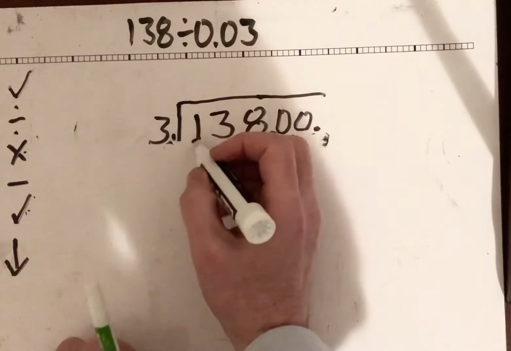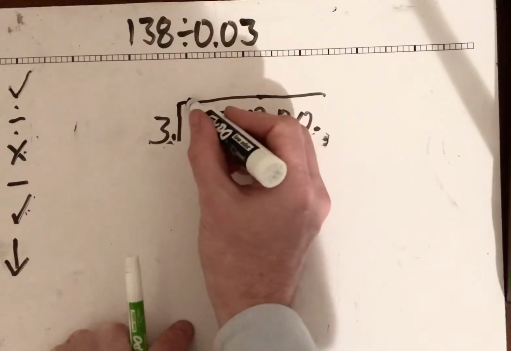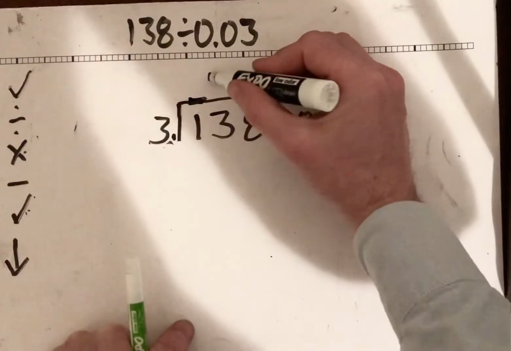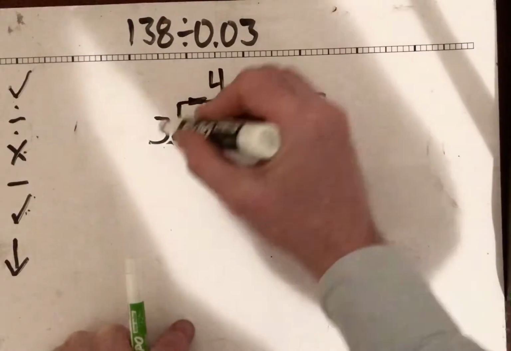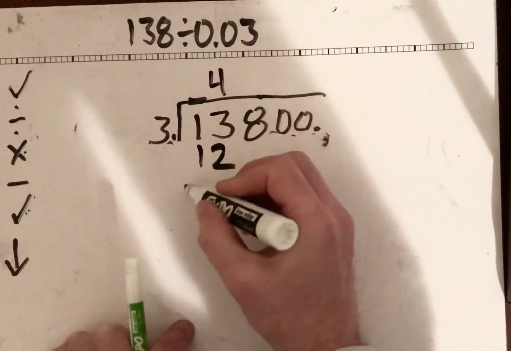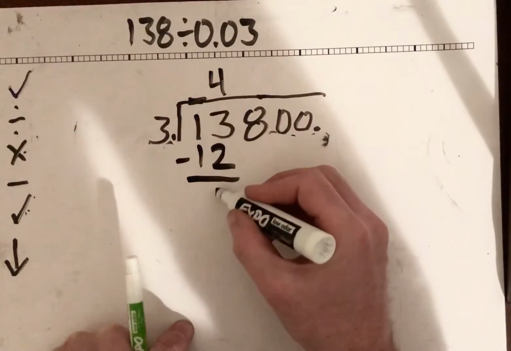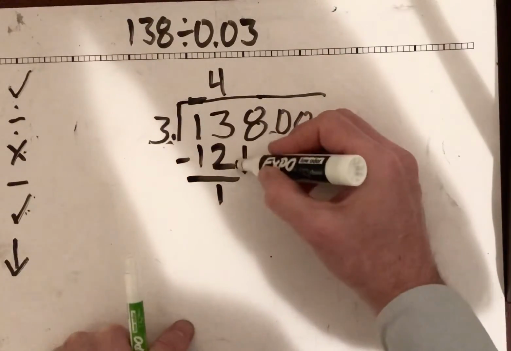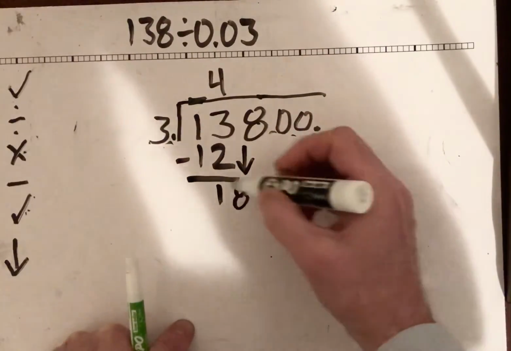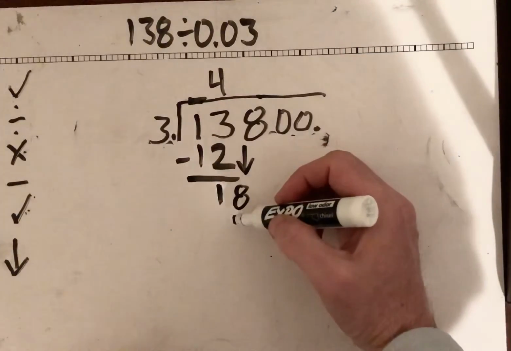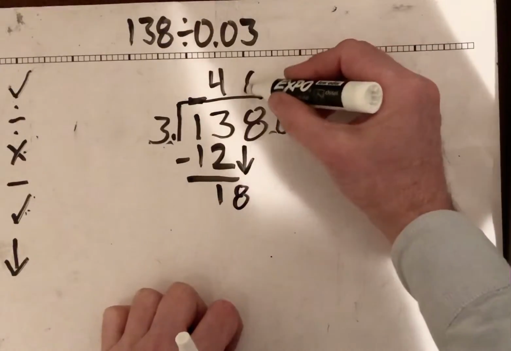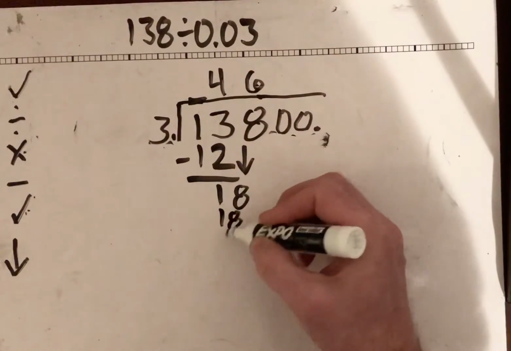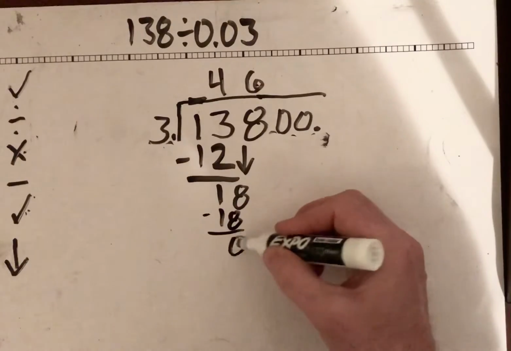I can say, does 3 go into 1? It doesn't. That spot's off limits. Does 3 go into 13? It does. It fits in 4 times. 4 times 3 is 12. I subtract. 13 minus 12 is 1. 3 can't fit into 1, so I'm going to bring down my 8. Can 3 fit into 18? Yes. How many times does it fit? It fits 6 times. 6 times 3 is 18. And I subtract, and I have 0.